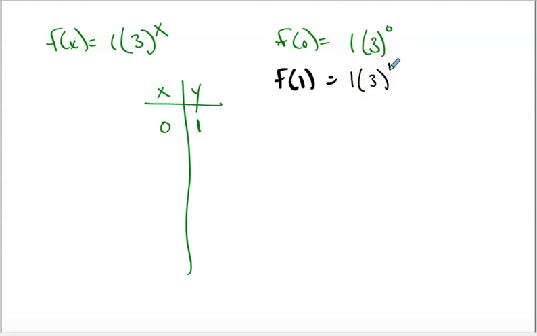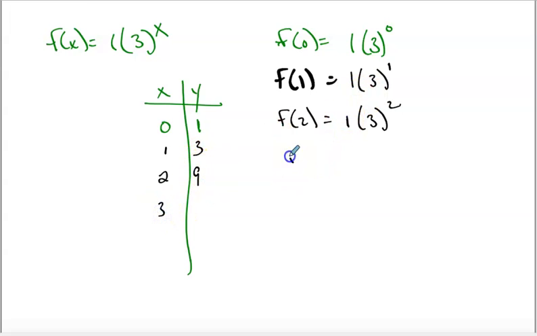3 to the first is 3. 3 times 1 is 3, so increase by 1. If x is 2, f of 2 is 1 times 3 squared, again changing my exponent. 3 squared is 9, 9 times 1 is 9.